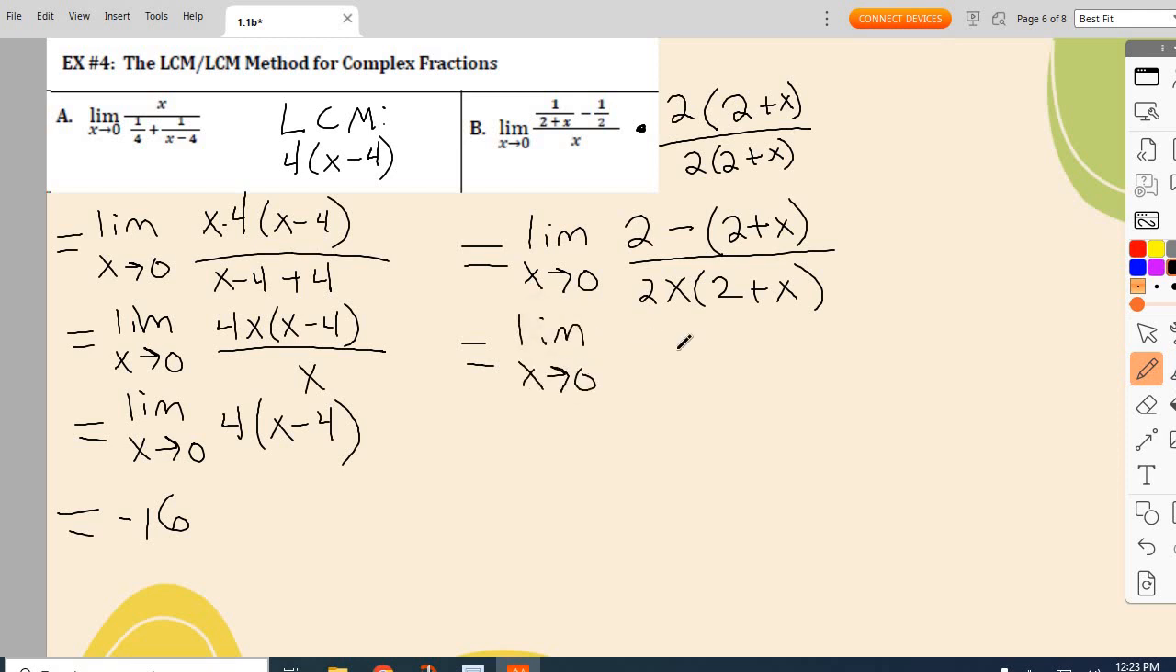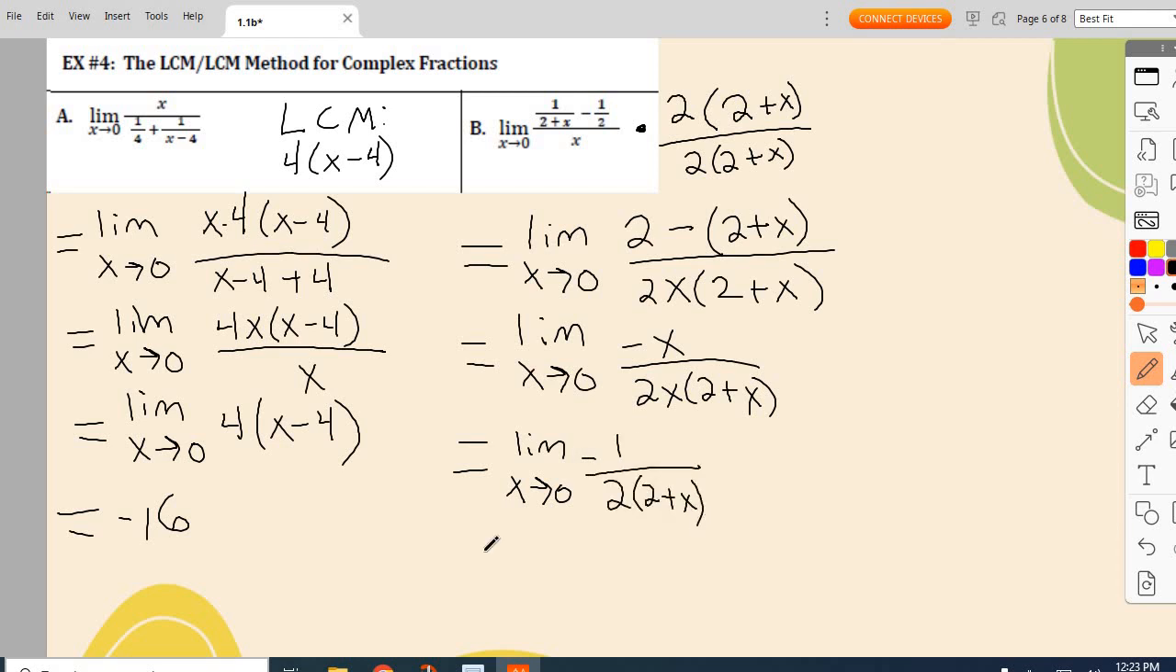So on top, I get a negative x. So my x's do reduce. So we end up with a negative 1, 4.